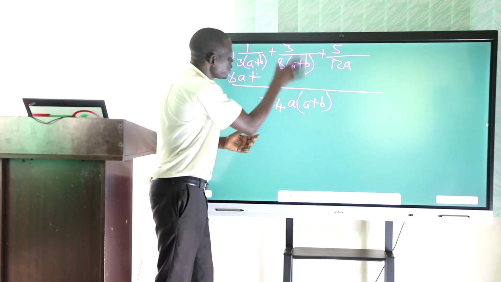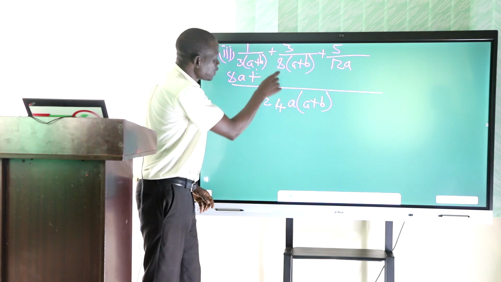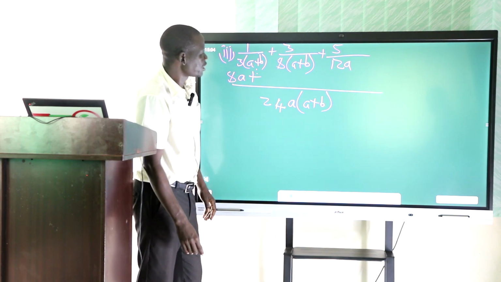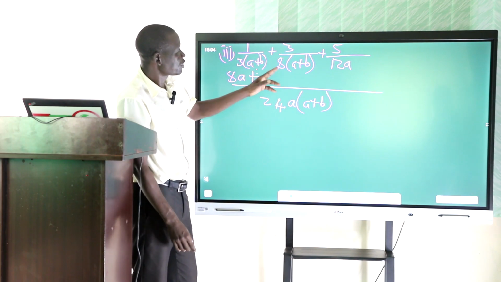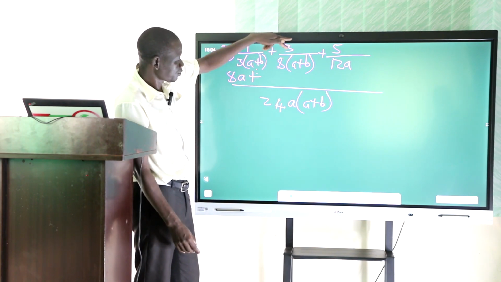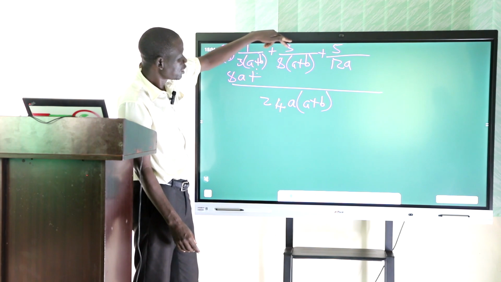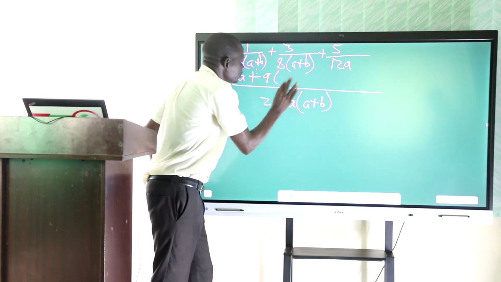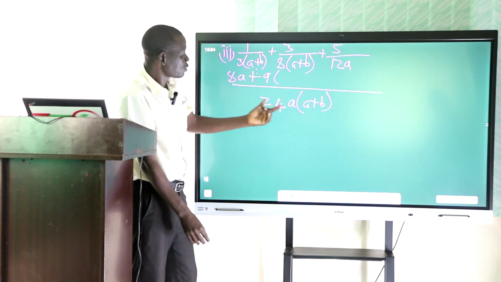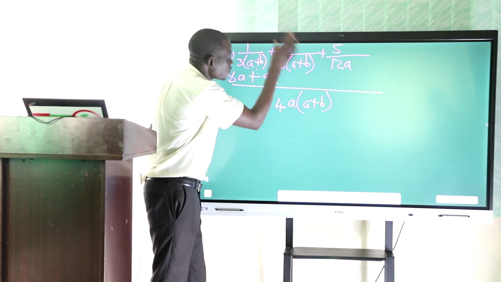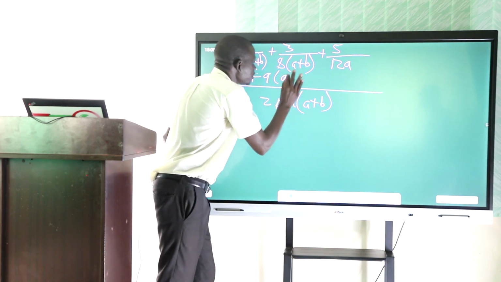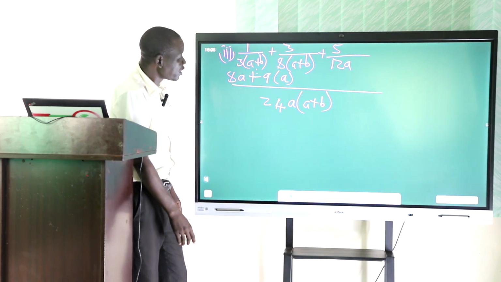This one divided by this. The 24 divided by 8, you get what? We get 3. And that is 3 times 3, you get 9. The (a plus b) will cancel with the (a plus b), and we are left with the a only. So which is 9a.